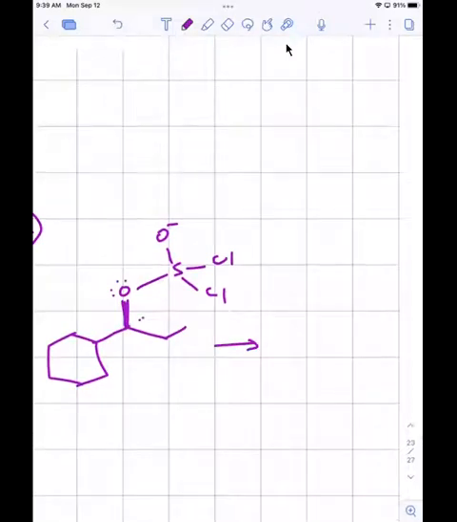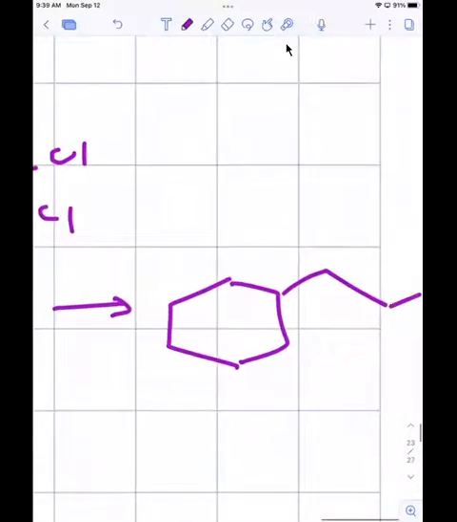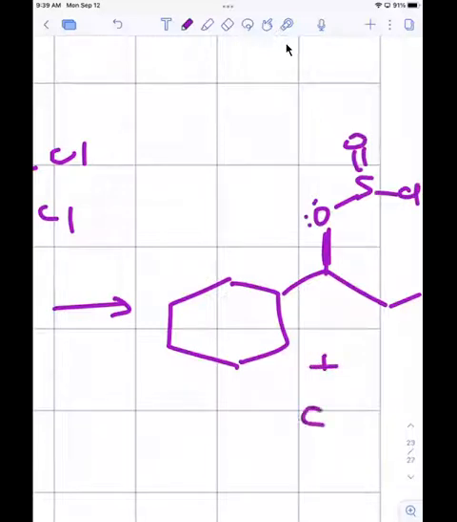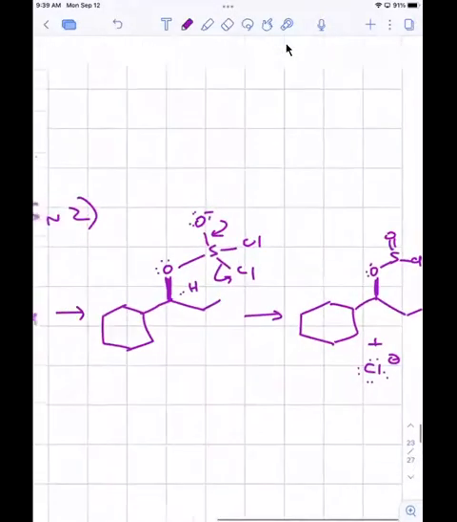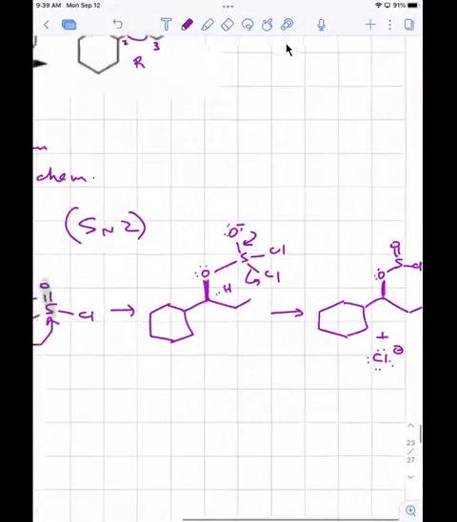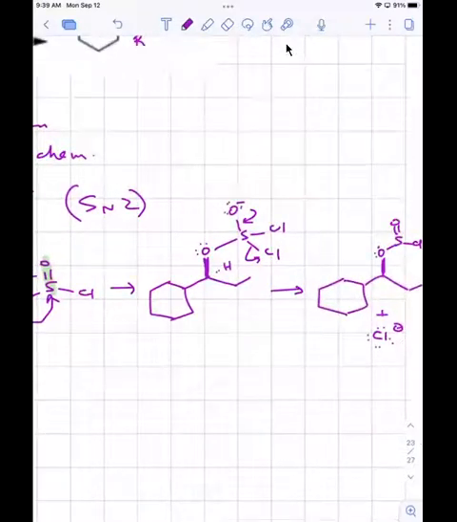The loss of chlorine. Good, good, excellent. That's the elimination step. So I'm going to eliminate chlorine, which eventually will become my nucleophile. This is O, S double bond O, Cl plus Cl minus. That's negative. All right. Now here's the part where the stereochemistry gets inverted, right?